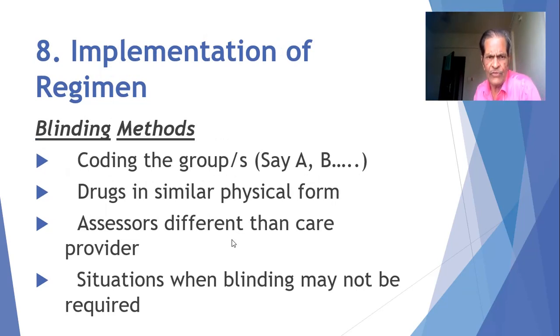How can we do this? One is by coding the groups, say A and B. Instead of saying study group and control group, we may say A and B. A could be study, A could be control, and B would be the other remaining option. But what is A and what is B is masked. Therefore, if the tablets are given, the packs are marked as A if the patient is supposed to go to the A group, and marked as B if the patient is supposed to go to the B group. It may be study or control depending on the allocation.